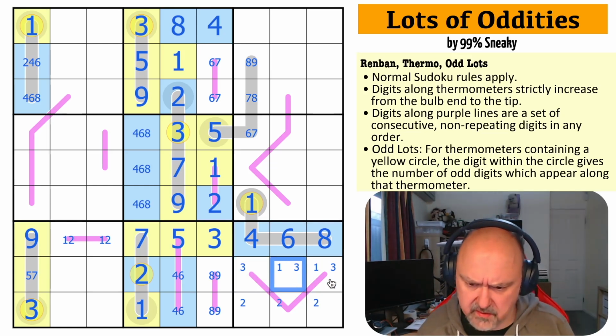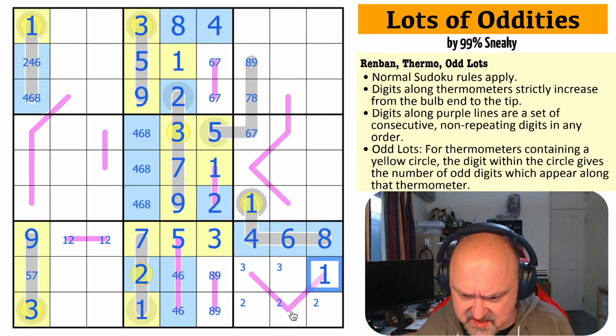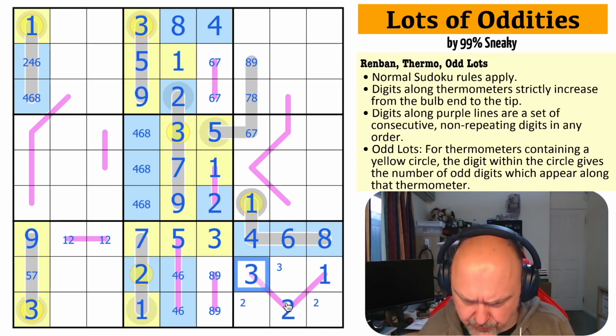So if this is a 1, 3 is on this line. But I can't go up, so this would be a 3, 2, 1, which means this can't be a 1. This is a 1, so this is a 1, 2, 3 line. So 2, 3. That's nuts. Very cool, though.